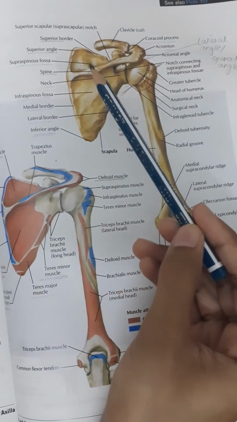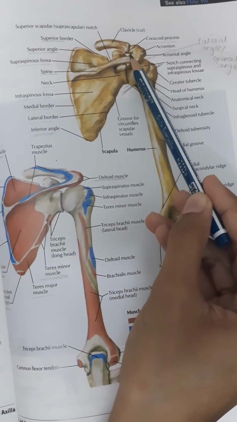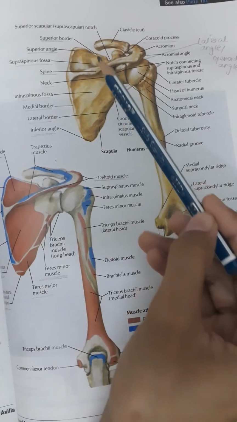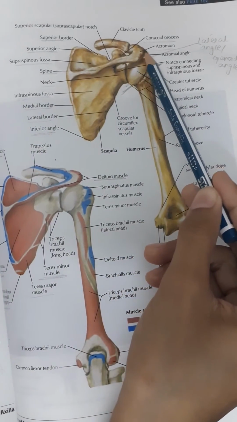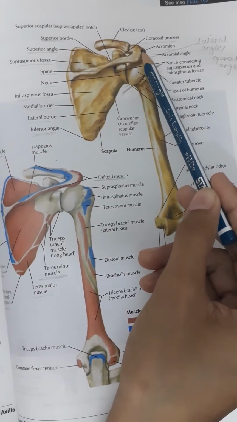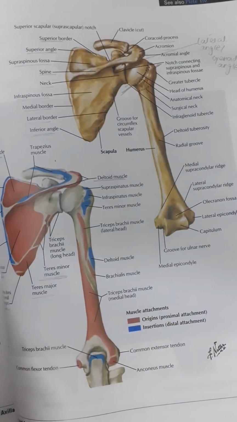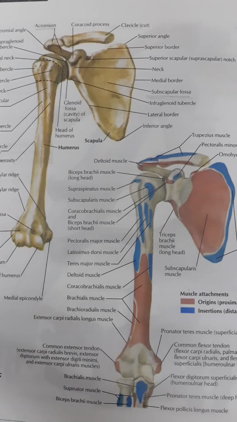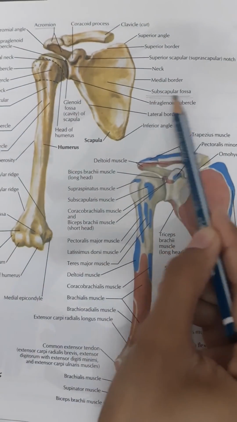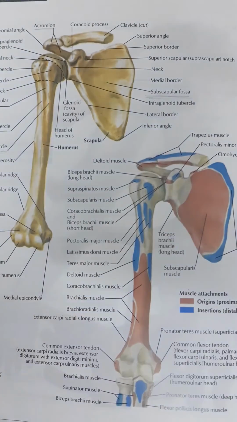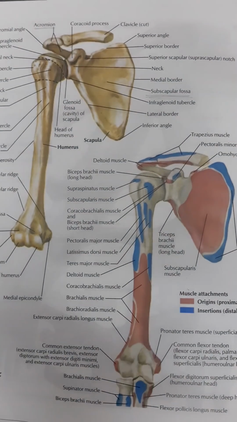It is divided by the spine of the scapula into the supraspinous fossa and the infraspinous fossa. Here you can see that the spine merges with the acromion process. In the anterior surface, I'll show you the anterior here. This is the anterior surface of the scapula, and it has the subscapular fossa. This is the subscapular fossa. So it was all about the scapula and its bony features.